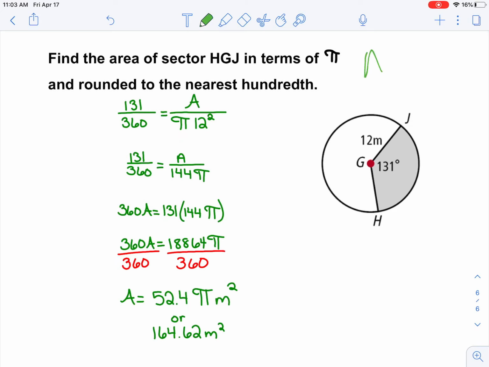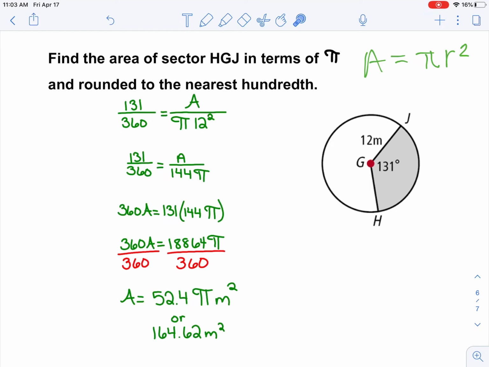Remember that the area of a circle we find by taking pi times the radius squared. So in this case, our radius is 12 meters. So we take pi times 12 squared. You can see in the next step, 12 squared gives us 144.